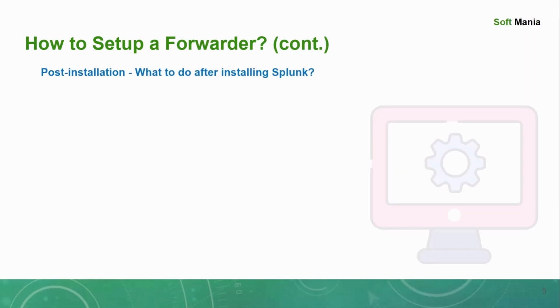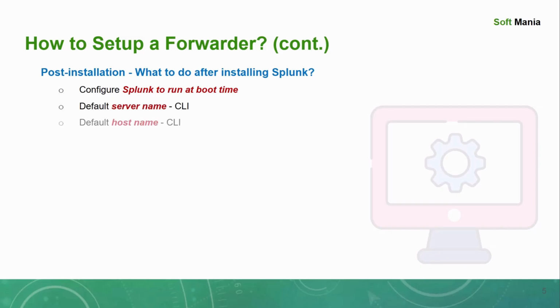What to do after installing the Splunk forwarder? Now we have to configure the Splunk forwarder to run at boot time. We have to check if the default server name is changed. If not, we have to change it, and the host name as well. Then we have to check the ports from the CLI. As this is a universal forwarder, it is okay to check only the management port. Other ports are not needed.